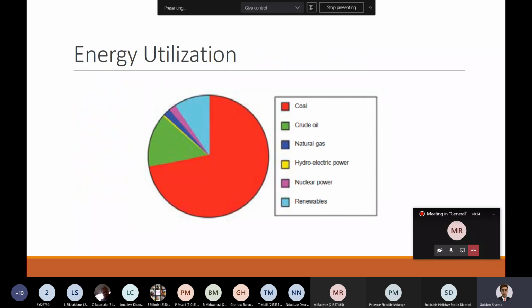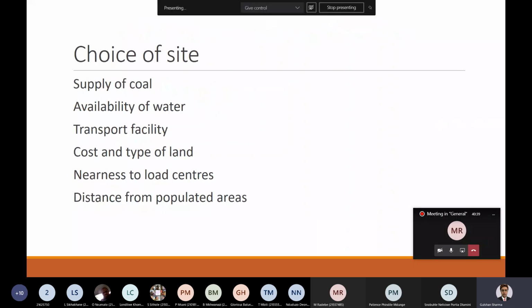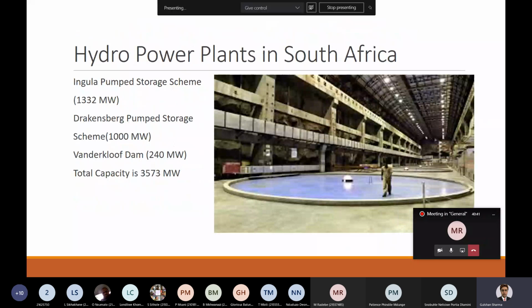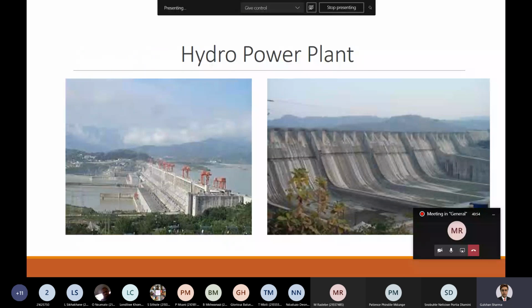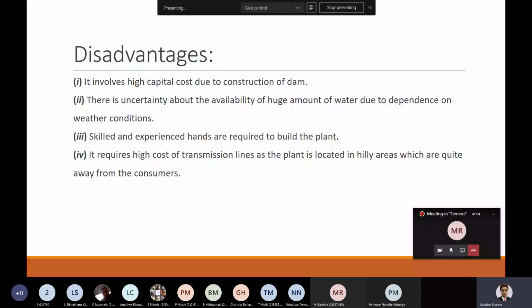After that, we also discussed hydropower plants. We discussed the various hydropower plants in South Africa, what capacity we have, the different types of power plants available in South Africa, and the total capacity of hydropower. Then we discussed the advantages of hydropower plants, and why it is difficult to install them.